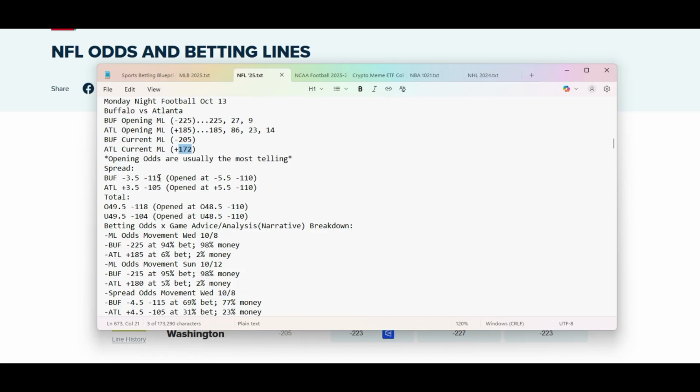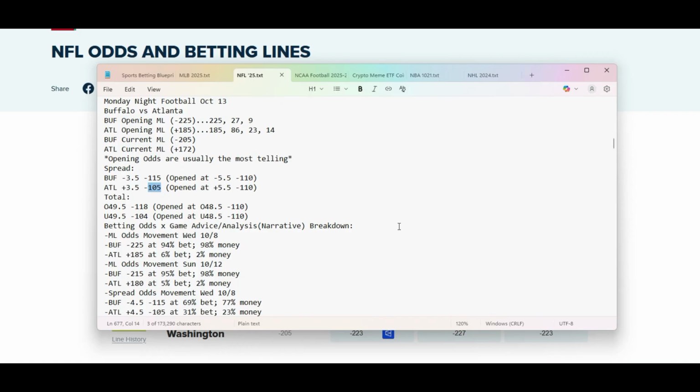Currently, Buffalo is minus 3.5 points at minus 115 here, and plus 3.5 at minus 105 for Atlanta. The 3.5 point favorites are the Buffalo Bills. They opened at minus 5.5, 5.5 point favorites at minus 110 cost even. And that gives Atlanta, obviously, a 5.5 point underdog. Over under total. Currently, it is 49.5 at minus 118 cost, and 49.5 at minus 104 cost going with the under. It opened at 48.5 at minus 110 cost even for the over and the under.